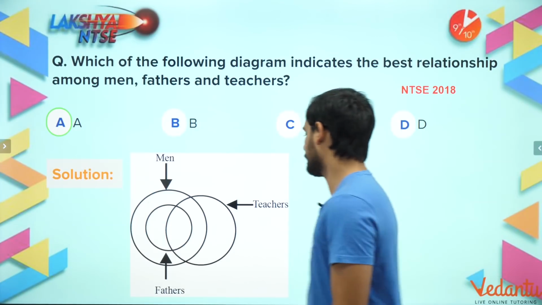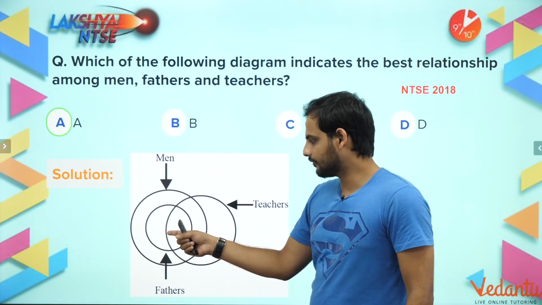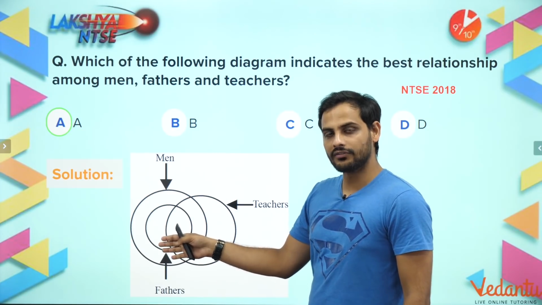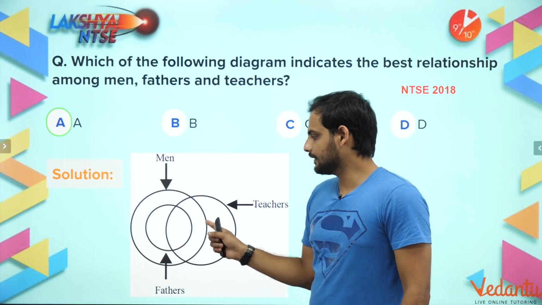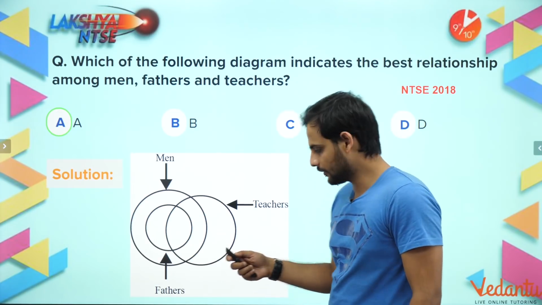Why? Because you can say all fathers are men. So you have to assume that father will be here, man is here, so all fathers are men, all men are not fathers. And teachers: some fathers can be teachers and some men can be teachers. Okay, let's move ahead.